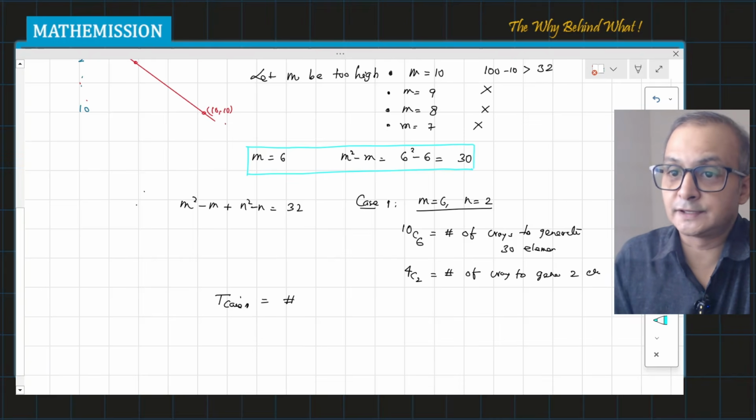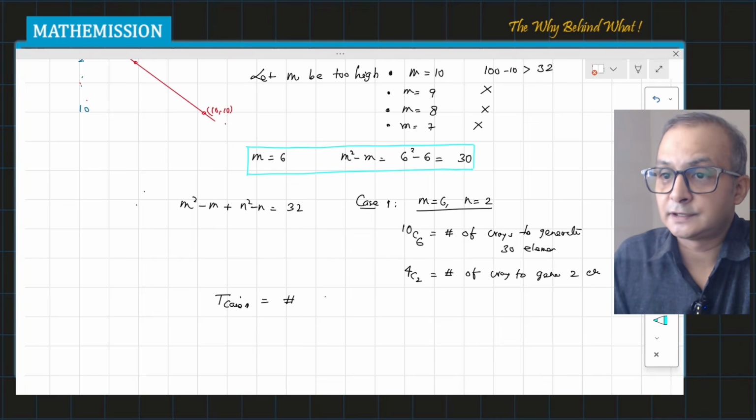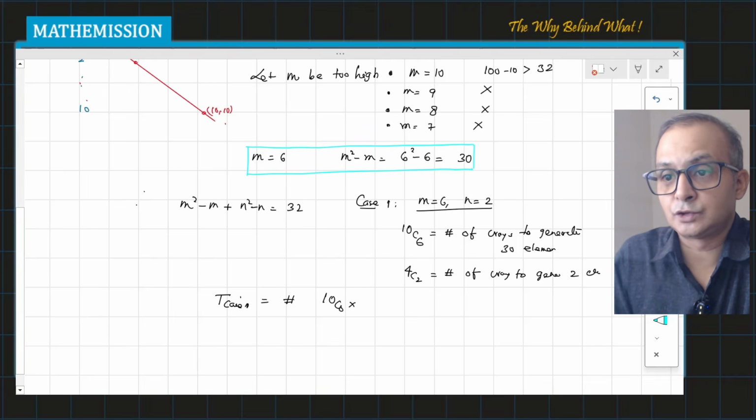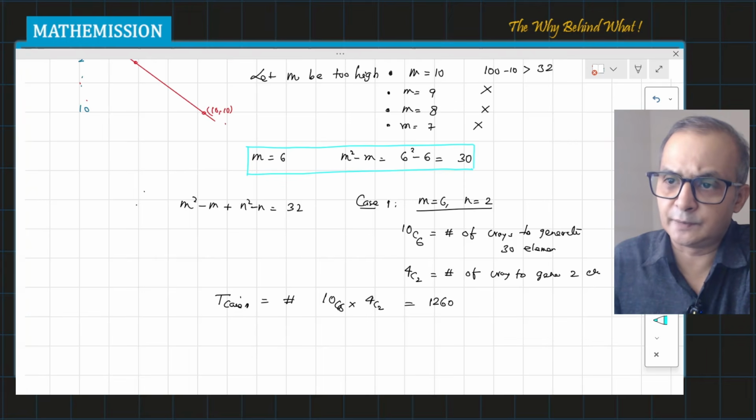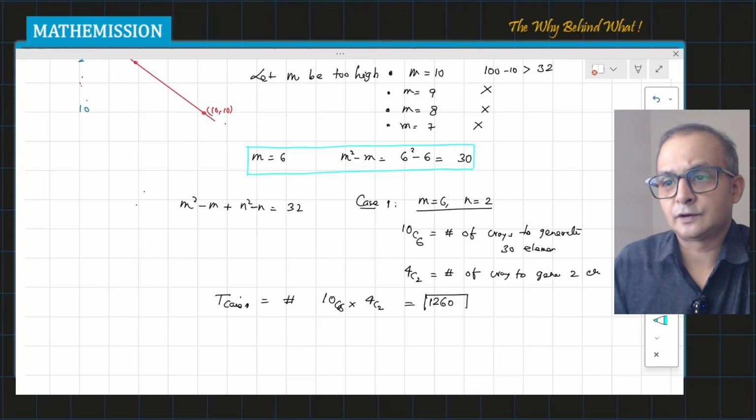I don't know. So let's see first. So what do we get here? 10C6 into 4 choose 2, and that you calculate, you get 1260 perhaps. So this is our first case.